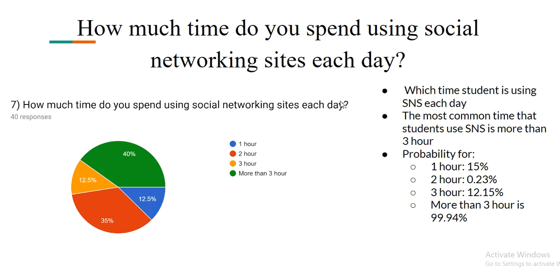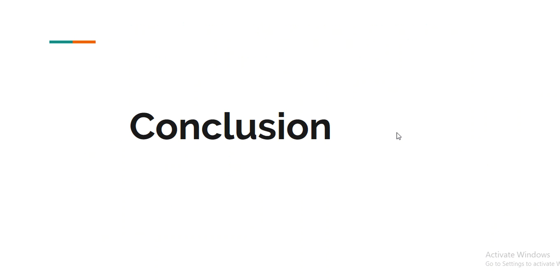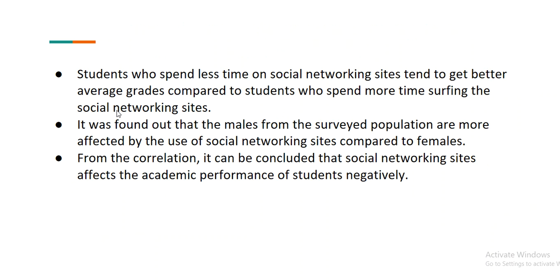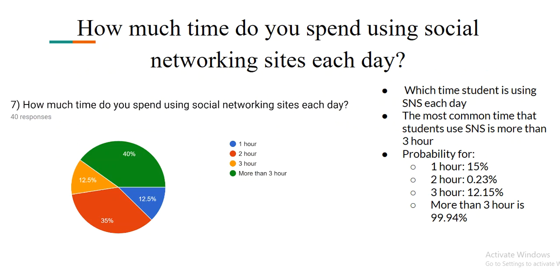So the next part I'm doing is the binomial distribution. So the question is, how much time do you spend using social networking sites each day? So with this, we can see that the most common time that the students spend is more than 3 hours. So the probability for each one is 1 hour is 15%, 2 hours is 0.23%, 3 hours is 12.15%, and more than 3 hours is 99.94%.